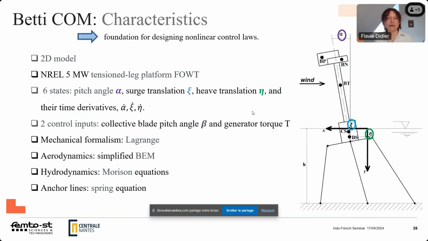Here are the main characteristics. It's a two-dimensional model for a 5 megawatt tension leg platform floating offshore wind turbine. There are 6 states: the platform pitch angle, alpha, the surge translation, epsilon, the heave translation, eta, and their time derivatives. The control inputs are the blade pitch angle, beta, and the generator torque, T.